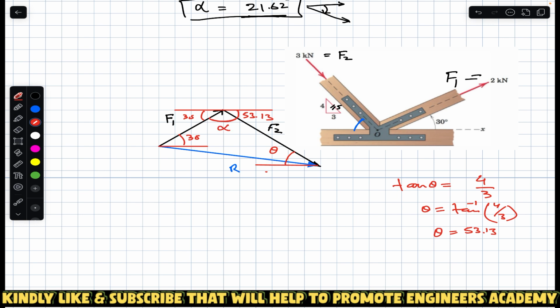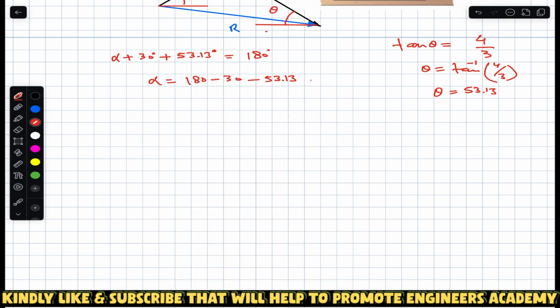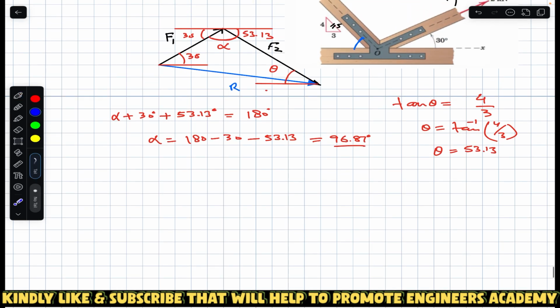So we can find angle alpha. We can say that alpha plus 30 degrees plus 53.13 degrees is equal to 180 degrees. So alpha is equal to 180 minus 30 minus 53.13. This gives me 96.87 degrees. So this angle alpha is 96.87 degrees. Let me show that this angle is 96.87 degrees.